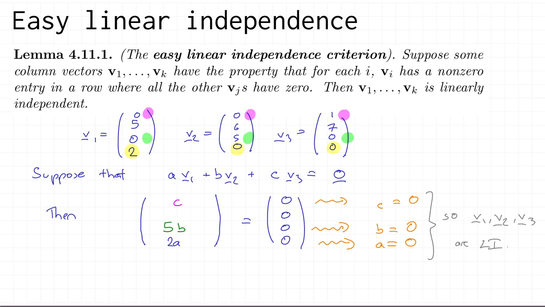And you'll notice we didn't even have to bother working out what goes there. Some horrible mess goes there. It doesn't matter because we have already shown that the three coefficients in our linear combination are equal to 0. So that's the easy linear independence criterion.